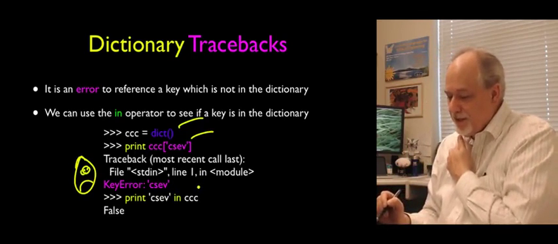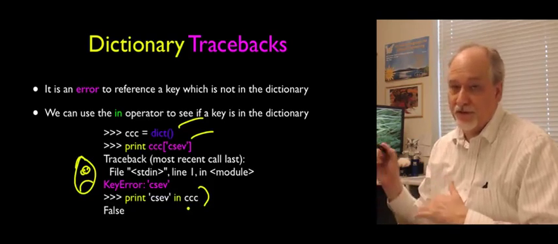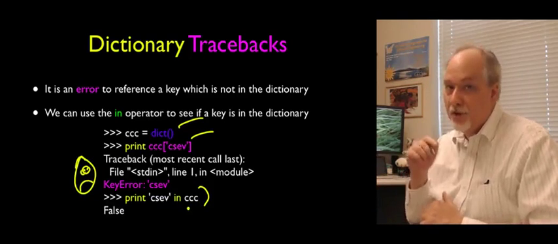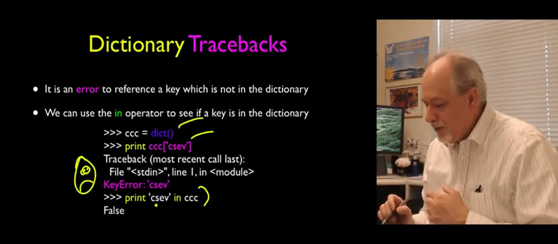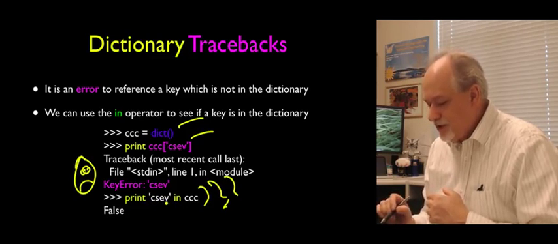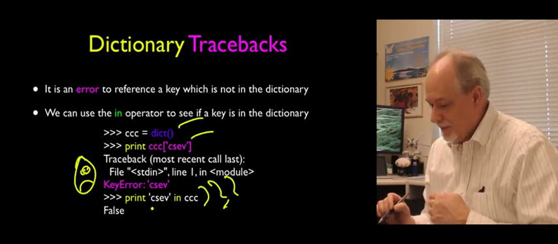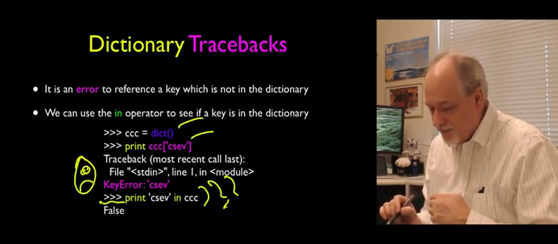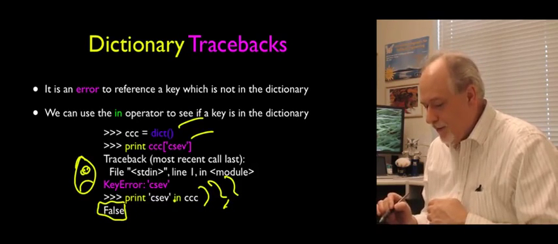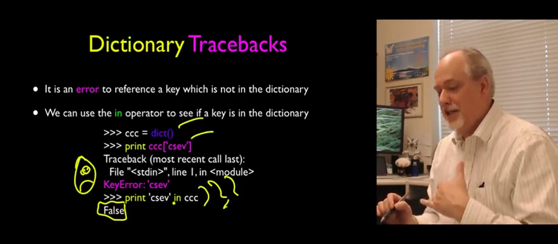Now, the thing that allows us to solve this is the in operator. We've used the in operator to see if a substring was in a string or if a number was in a list. So this in operator says, hey, ask a question. Is the string C7 a current key in the dictionary CCC? And it says false. So now we have something that doesn't give a traceback that can tell us whether or not the key is there.